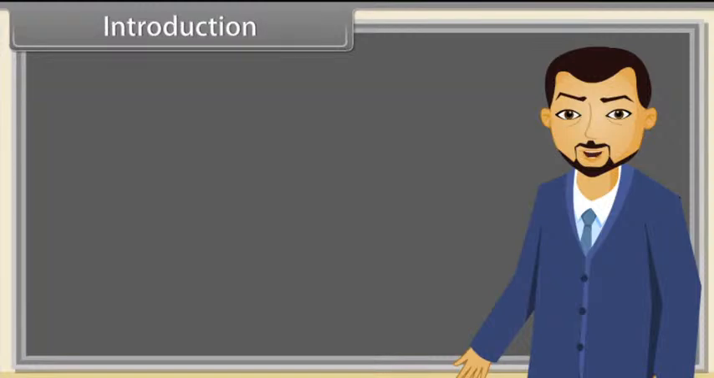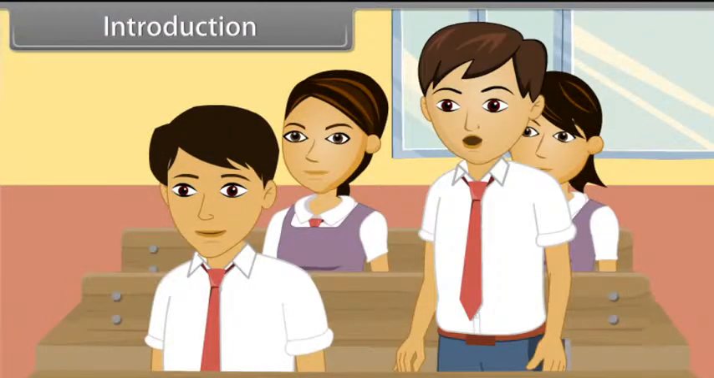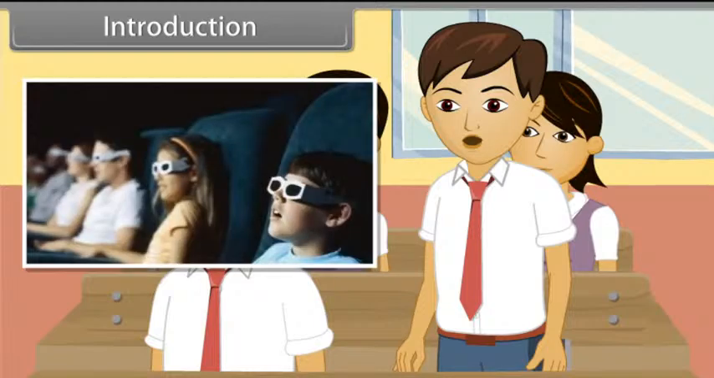Students, today I am going to teach you three-dimensional geometry. Has anyone heard about it before? Teacher, I have heard about the 3D glasses which we wear while watching 3D movies.